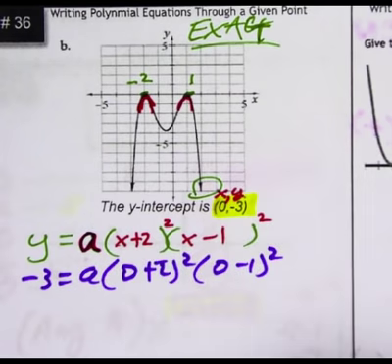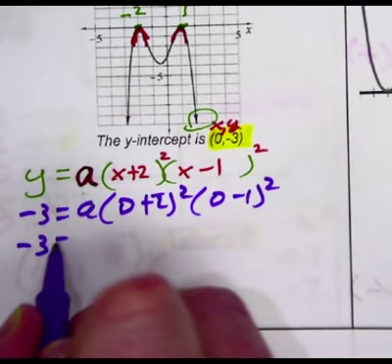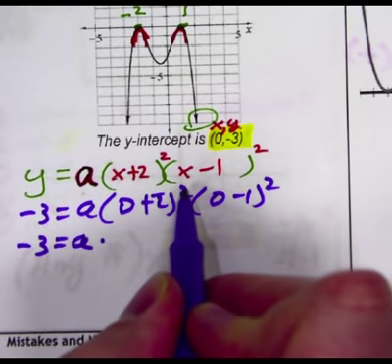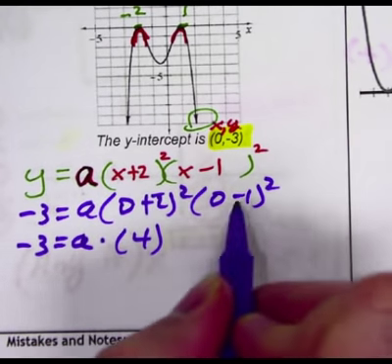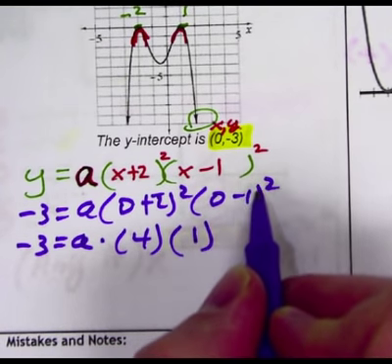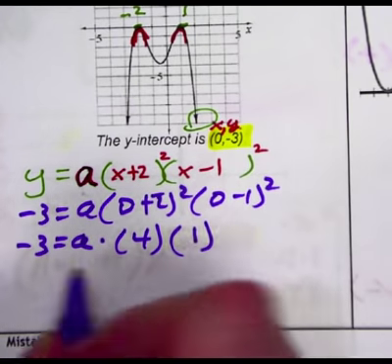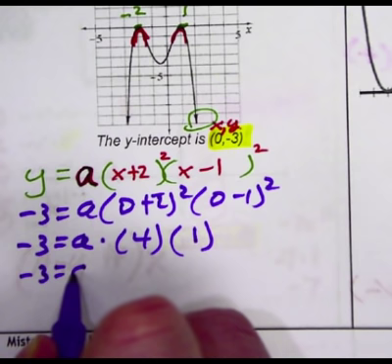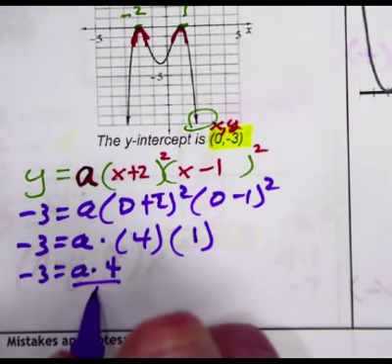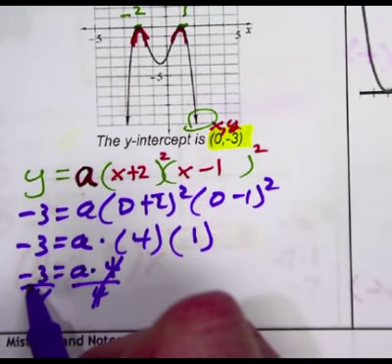And at this point, now I've got some multiplication and some squaring to do. So I've got -3 equals a times, 2 squared is 4. -1 squared is 1, because a negative times a negative is a positive. Anytime you square these numbers, you're going to get positives. And then 4 times 1 is 4, so I've got -3 equals a times 4, and then I can divide both sides by 4 to cancel out, reduce those 4's, and a equals -3/4.